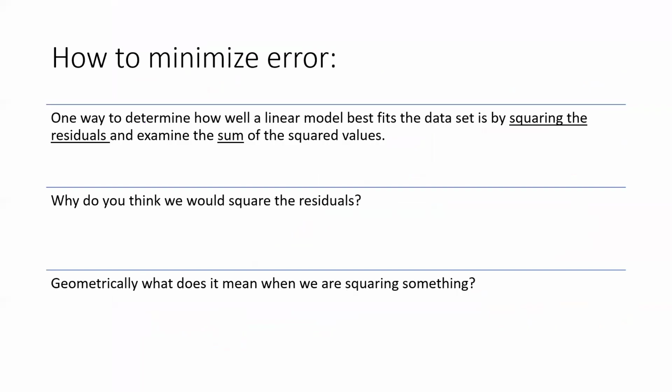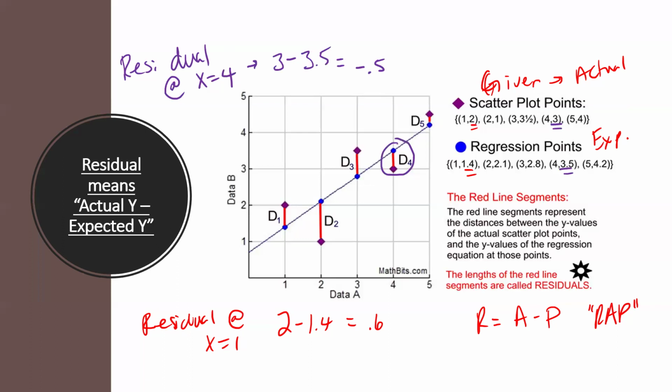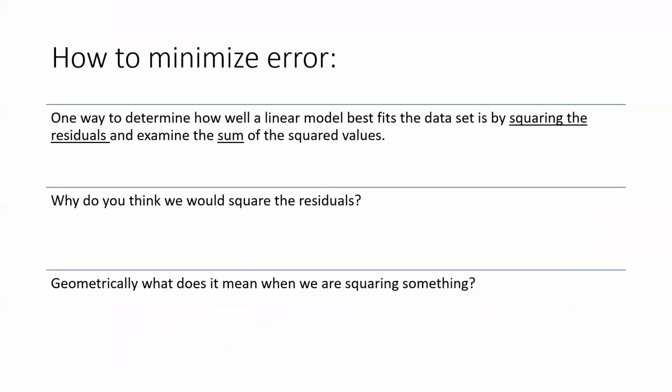All right, let's dive a little deeper. Residual means your actual y minus your expected y. Your regression model is your expected, your predicted. Your actual is the data that they collected and you use to make the regression.